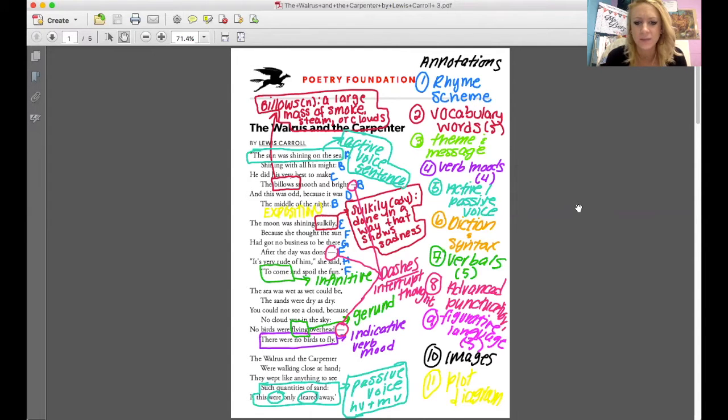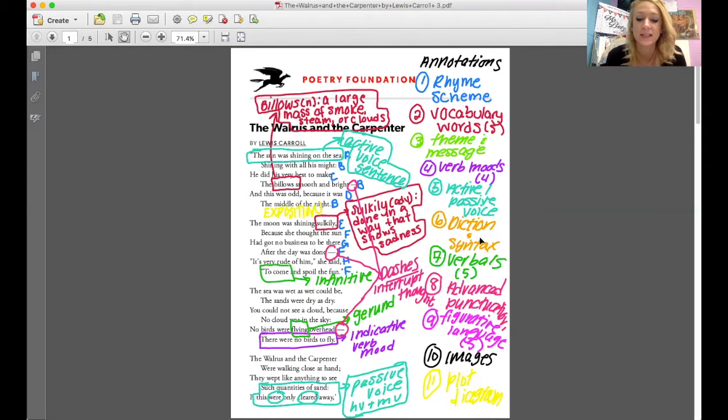Next up is active and passive voice. Here, the sun was shining on the sea. This is active voice. The subject, the sun, is doing the shining. Down here, such qualities of sand were only cleared away. Were cleared away. That's happening to the sand. So we have a helping verb and a main verb. That's a passive voice piece there, so I labeled that as passive voice. That's it. You just need 2. 1 active, 1 passive.